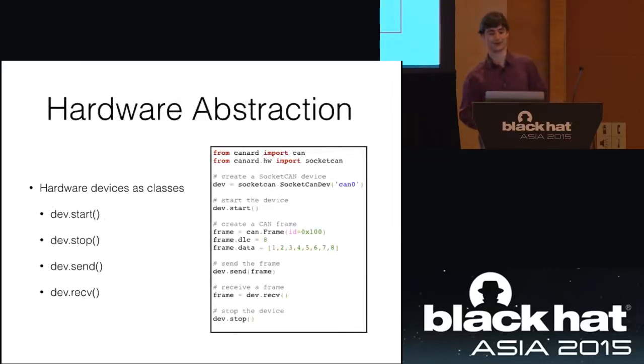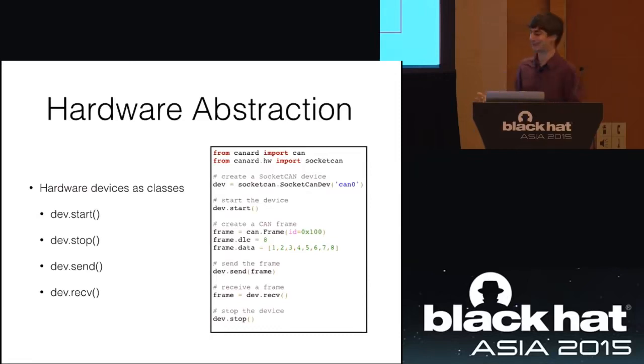So what I mean by hardware abstraction, well, really simply, a hardware device is a Python class that has to implement 4 methods: start, stop, send, and receive. It can implement more to do things like set bit rate, things like that. But really, this is all a CAN device actually needs to do in the most basic form.